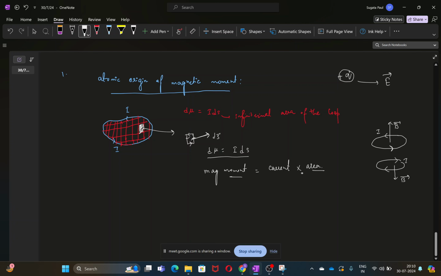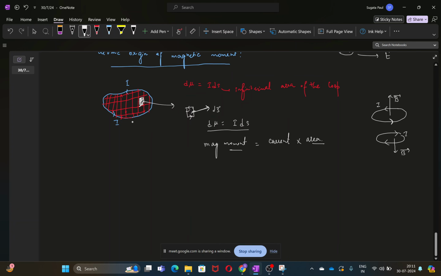If it is an elemental area, then the area element ds, or if it is a whole area, then the total area will be considered. And now for the total loop, if you have to consider the moment, the total magnetic moment of the current loop is basically nothing but the integration over all such small parts, right?